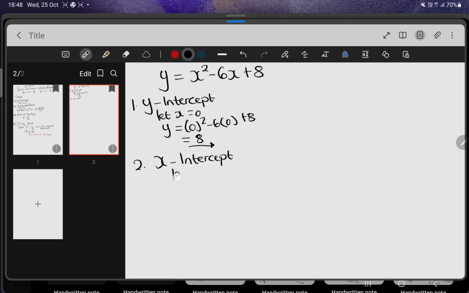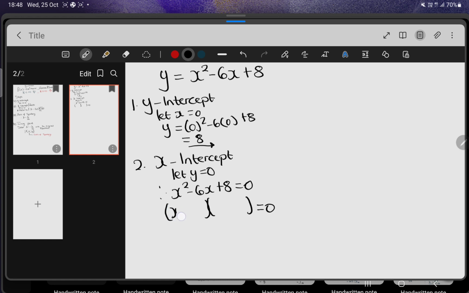Then we're going to say let y be equal to 0. Then that will be x squared minus 6x plus 8, it's equal to 0. So now we're going to say, what are the factors of 8? That will give you negative 6. So now when we factorize, you can go back into your factorization.